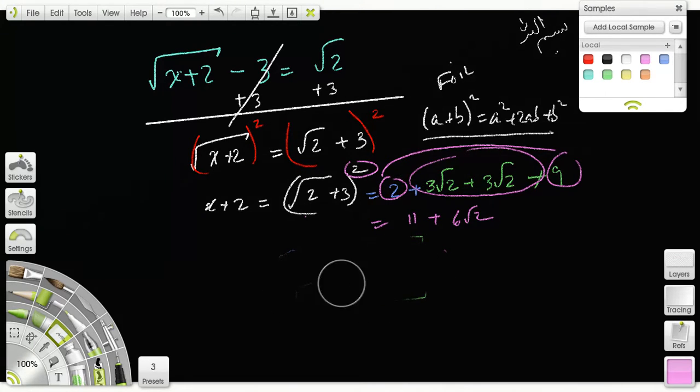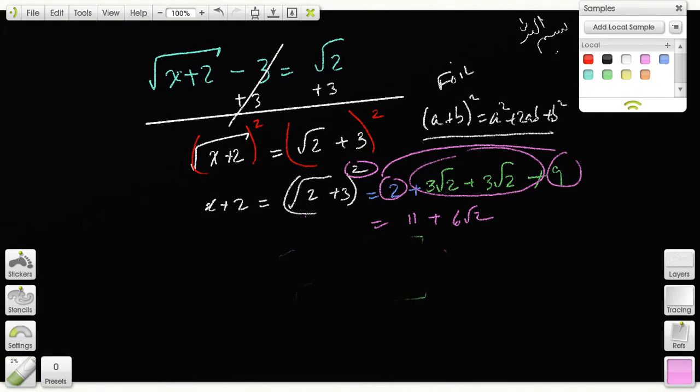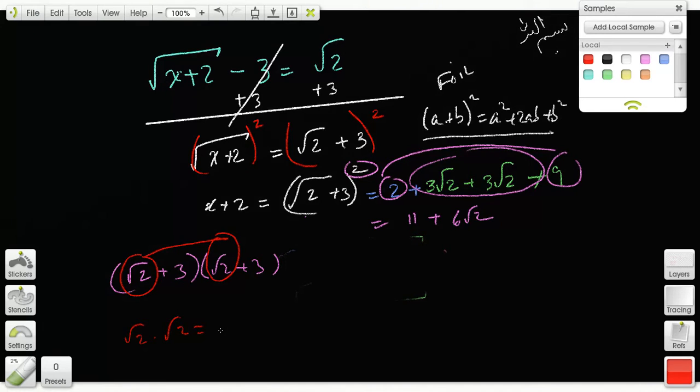Well, right here? That 2? When I foil it, first, that was the first term. You get it? When you foil this, square root of 2 plus 3 times square root of 2 plus 3, those two are the first terms, right? So square root of 2 times square root of 2 is 2. Right? Okay, because it's like square root of 4, which is 2. Yeah? Okay. That's how I got that. I got the 9. I added them together. I got 11 plus 6 square root of 2. We're not done yet, though, right? Why aren't we done? Because we still have this over here.